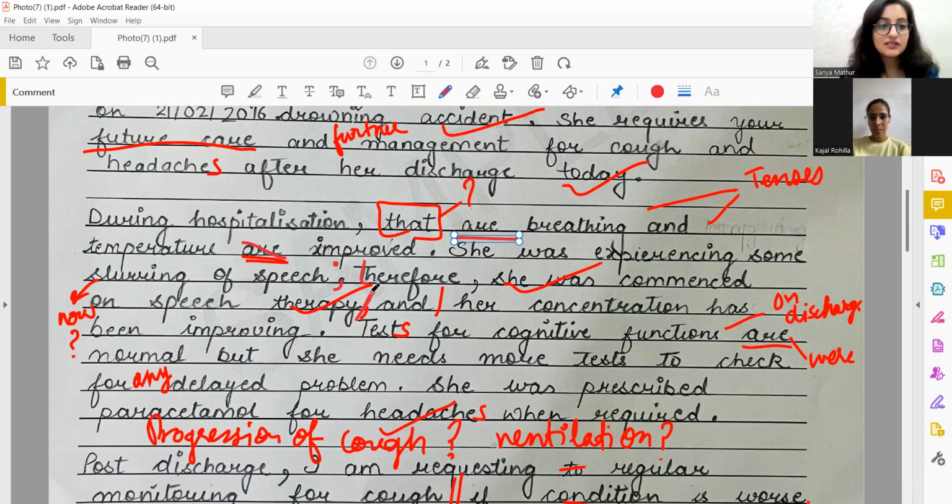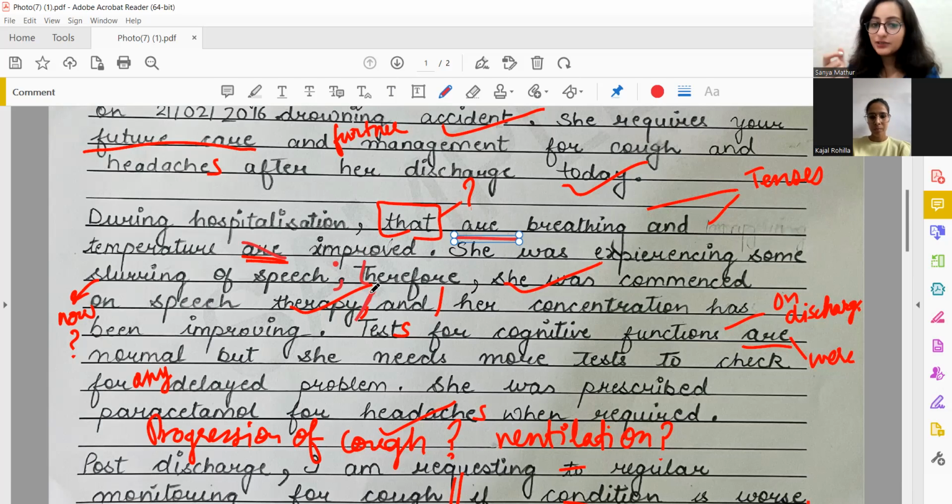Okay, then you've written her concentration has been improving. Test for. So there are three tests, if you remember the case notes. Three tests we are asking neurologists to do. So plural. Tests for cognitive functions. Now you've written "are normal, but she needs more tests to check for delayed problem".